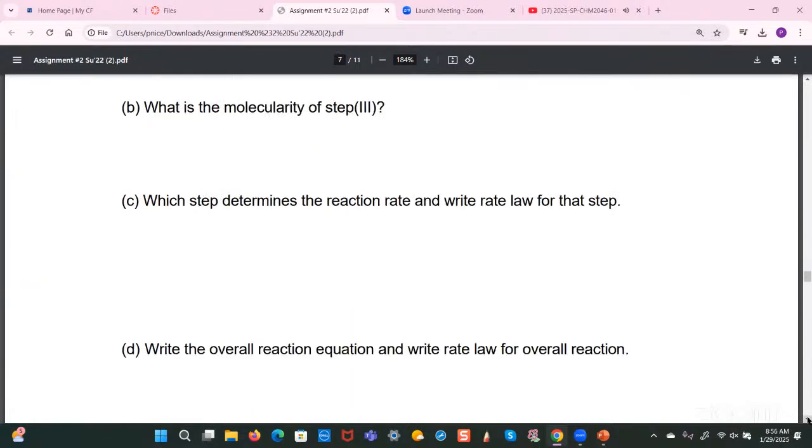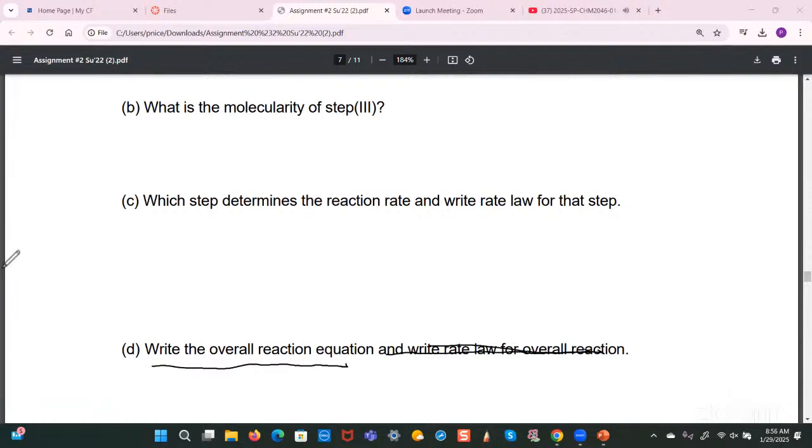Okay, so it says, write the overall reaction equation and write the rate law. Oh, so there's a typo here. Ignore this part right here, where it says write the rate law for the overall reaction. So the only thing we're concerned with is the overall reaction equation.